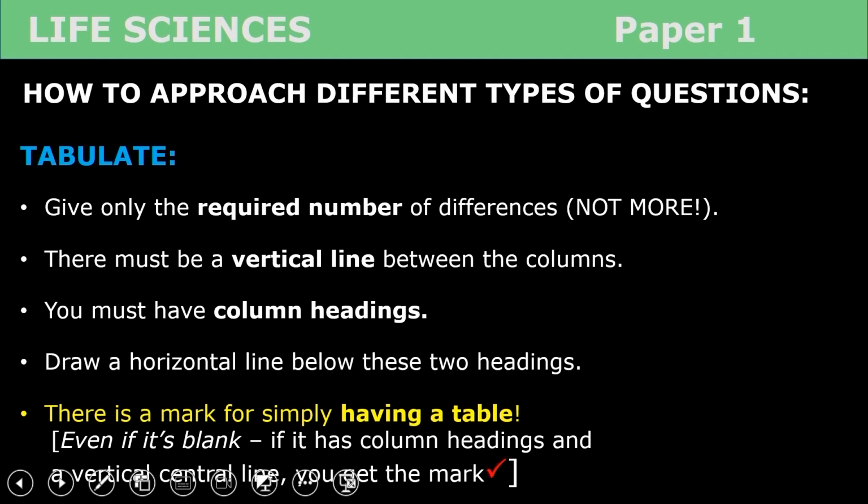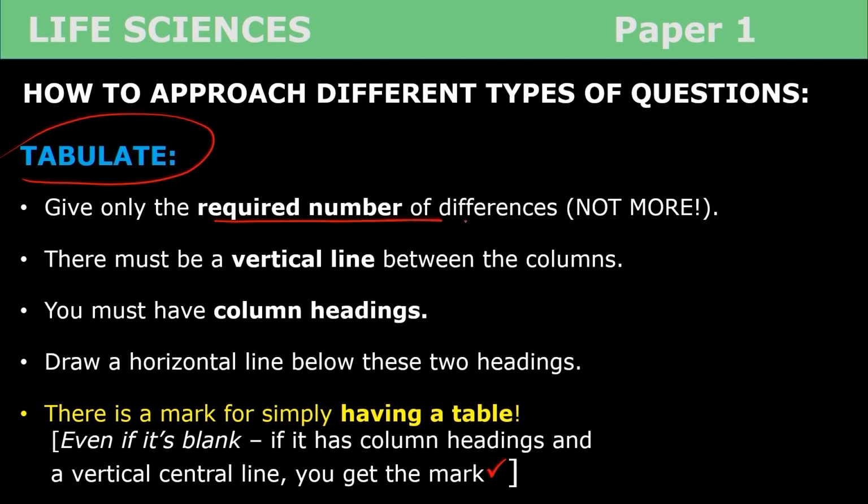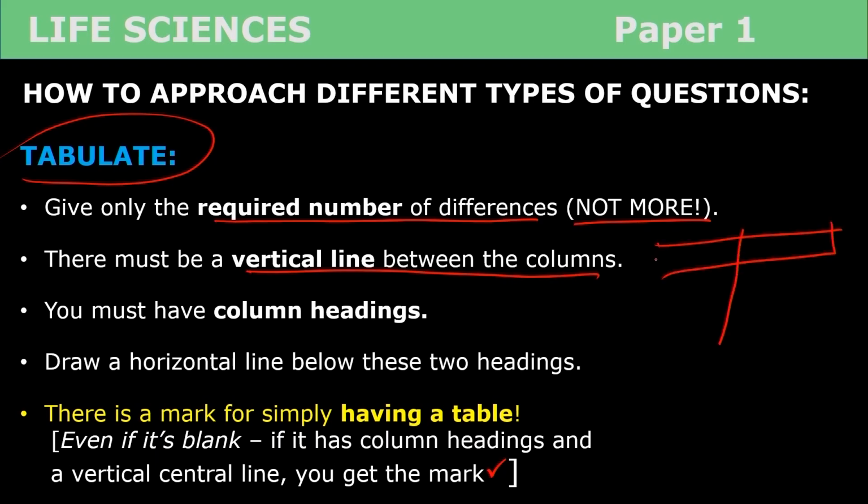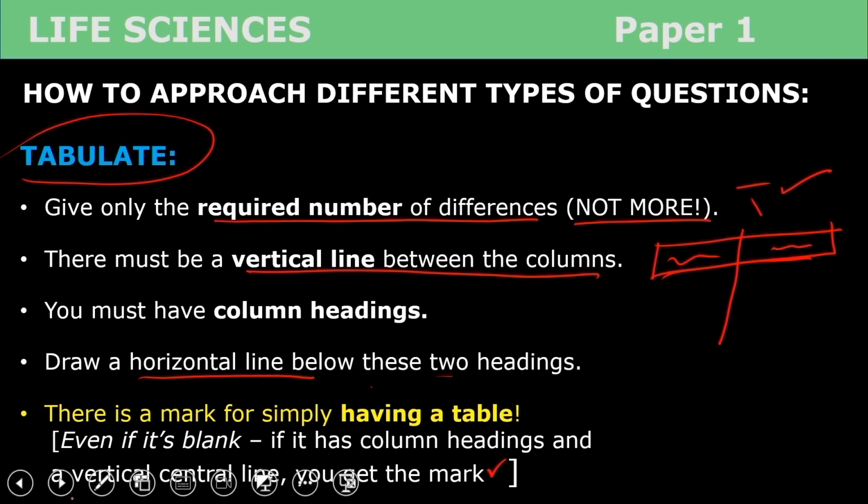Okay. What about questions that ask you to tabulate? Give only the required number of the differences, not more. So if they say 2 differences, 2, right? There must be a vertical line between the columns. You must have column headings here and then draw a horizontal line below these 2 headings as I have done here. And there is a mark for giving a table. So make sure you have that.